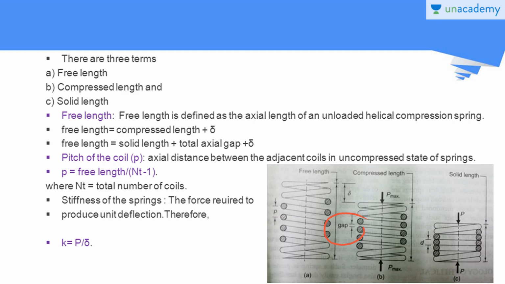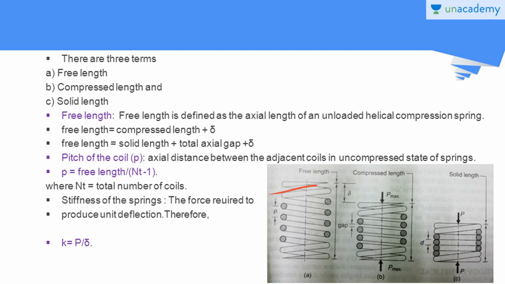So the pitch of the coil is the axial distance between adjacent coils in the uncompressed state of the spring. While we are measuring the free length, the spring is in the uncompressed, or free, state. That's why we can measure the pitch of the coil as the distance between adjacent coils. So the distance between any two adjacent coils gives us the pitch of the coil. And P is given by free length divided by (Nt minus 1), where Nt is the total number of coils. Remember all these formulas in our coming lectures.